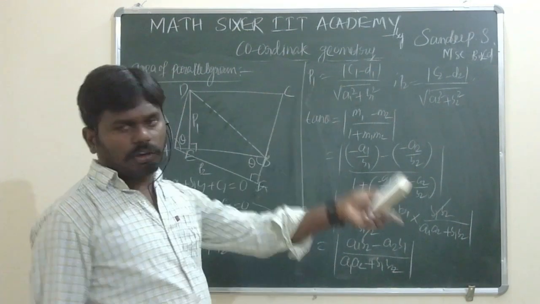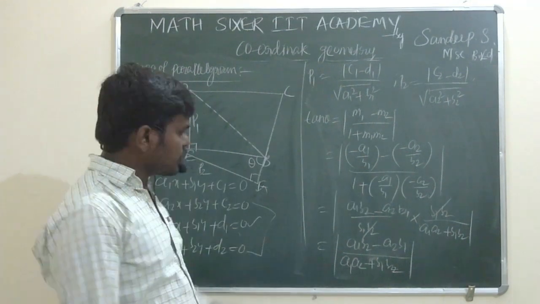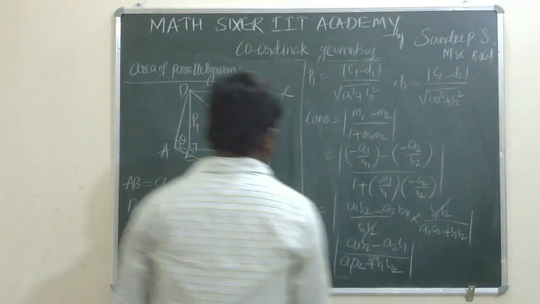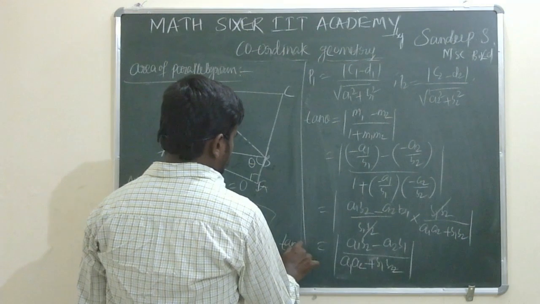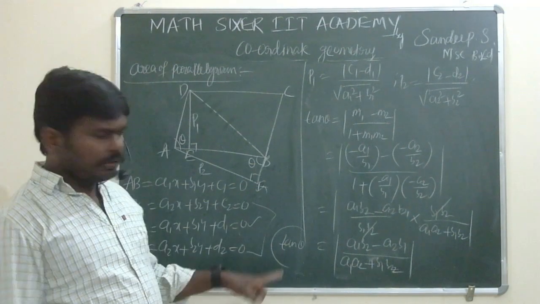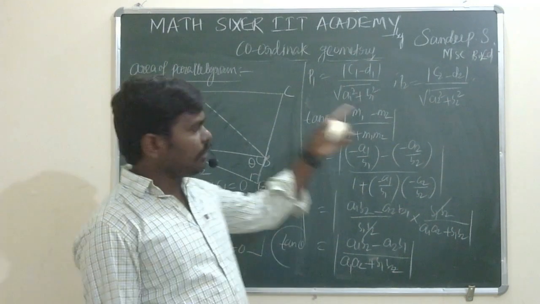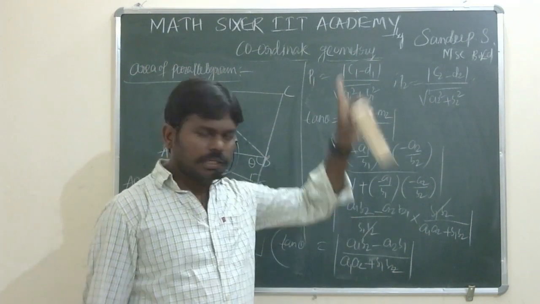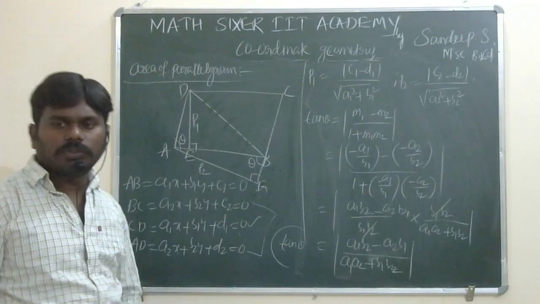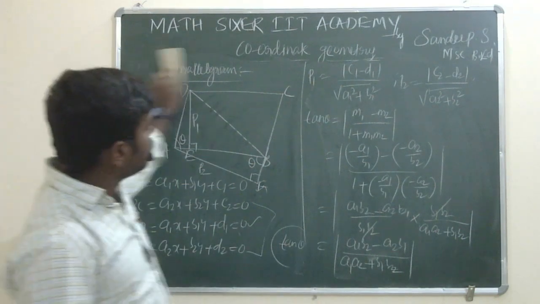But what we have is tan theta, and we have to find sin theta. This is the value of tan theta, but we want the sin theta value, and after that we can substitute this P1 P2 sin theta value to get the area of the parallelogram. Okay, so we will see that also.